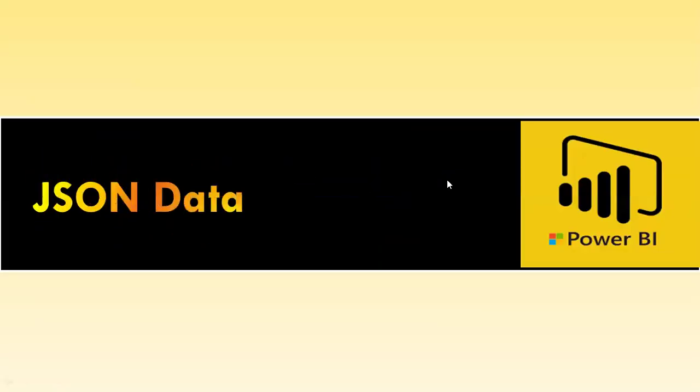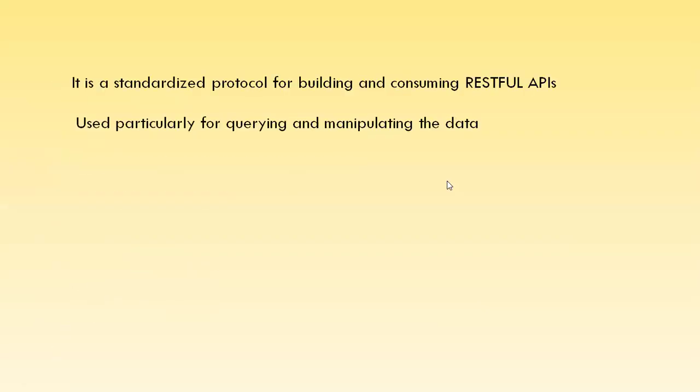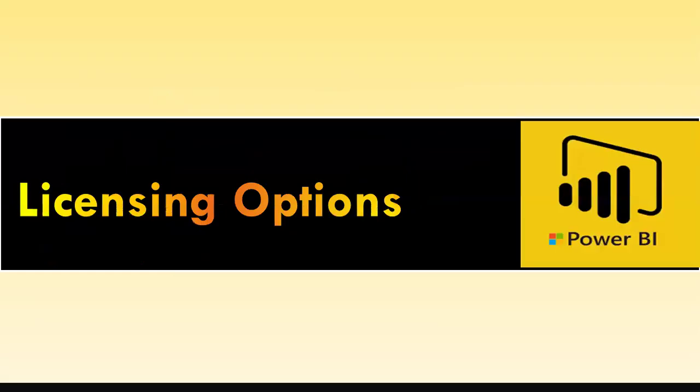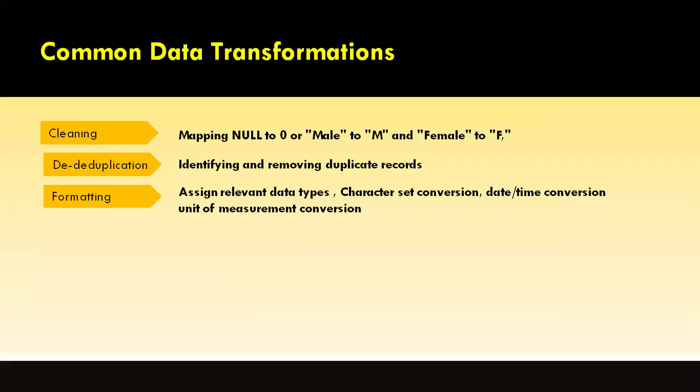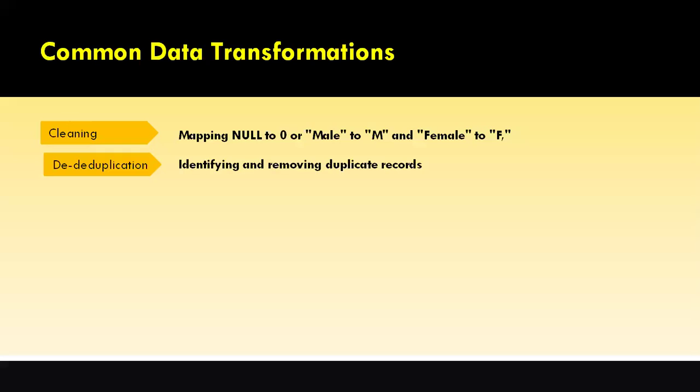So far we have seen how to connect to heterogeneous source system data and how to load them into Power BI Desktop. Next is the Power Query Editor. Using Power Query Editor, we can do data pre-processing, like cleaning the data. Cleaning, for example, means you want to map a null value to 0. Supposing you have some blank values in a column in an Excel sheet, in that case you can replace them with 0.